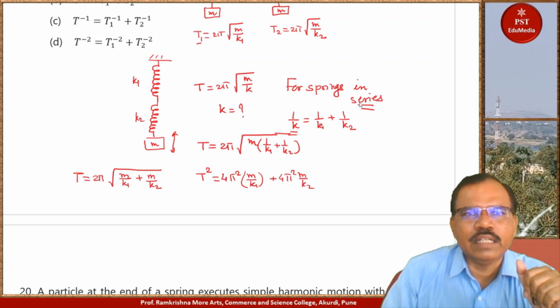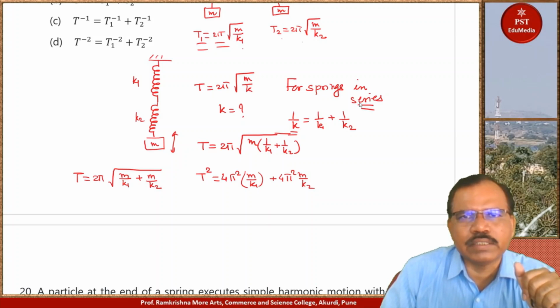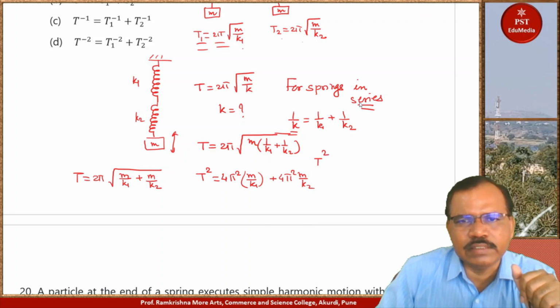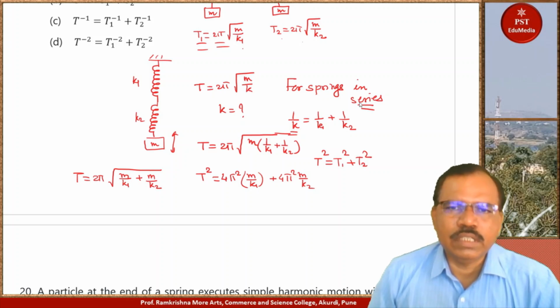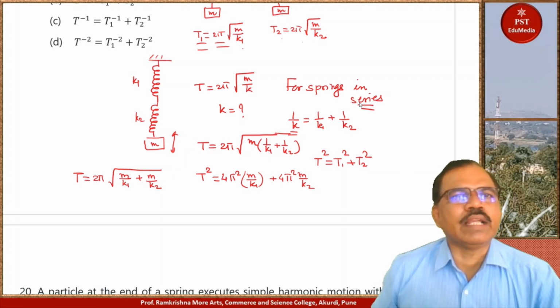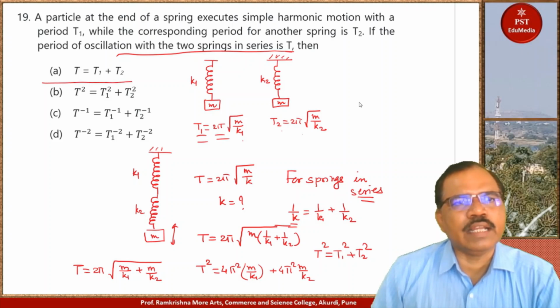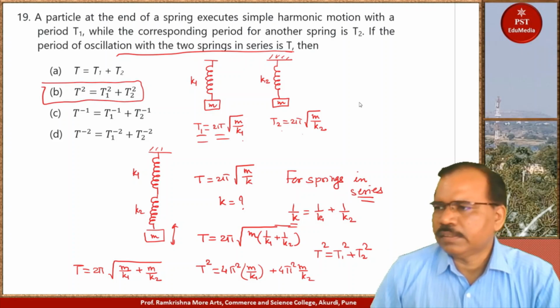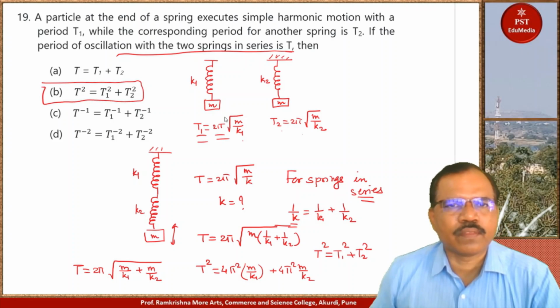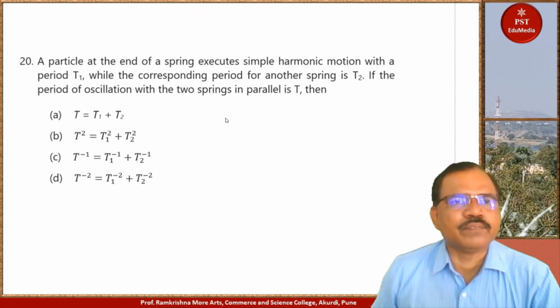Now see here, T1 square is 4 pi square m upon k1, T2 square is 4 pi square into m upon k2. So I can write T square is equal to T1 square plus T2 square. So if we see here, the second one is correct. Now we'll go to the next one.